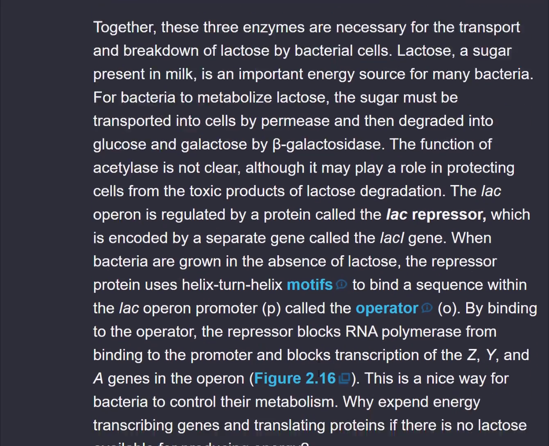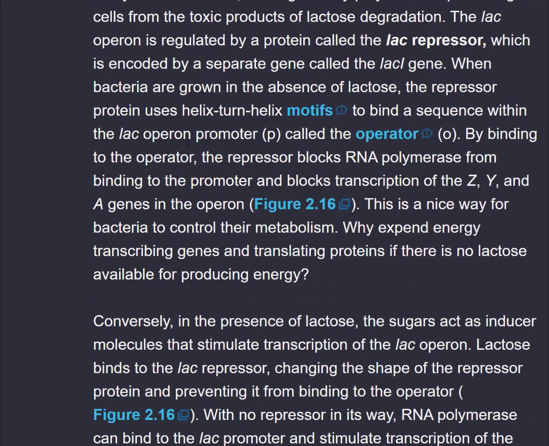Next is motifs. Motifs: these regions called DNA binding domains have folded structural arrangements of amino acids called motifs that interact directly with DNA.